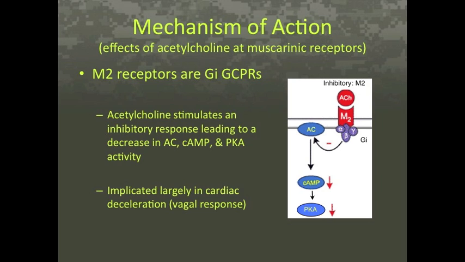Again, a very important concept here is that acetylcholine directly opposes sympathetic activity. That is, it opposes the effects of epinephrine and norepinephrine. Empirically, this is implicated in cardiac deceleration, and there is a large concentration of M2 receptors on sinoatrial myocytes.